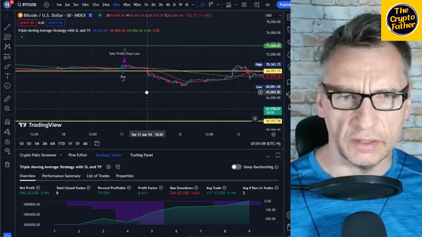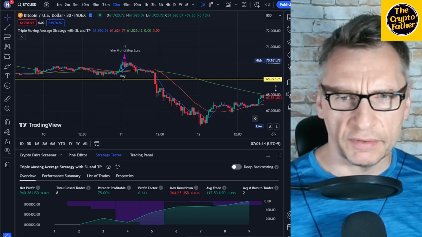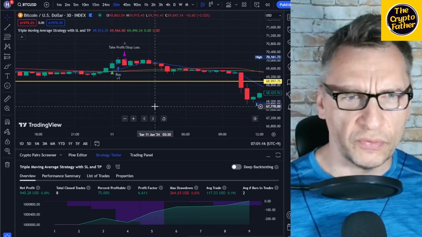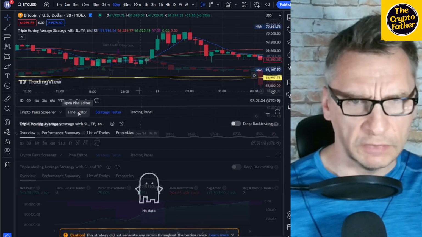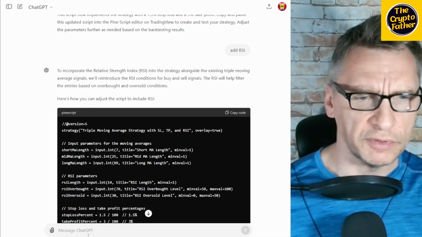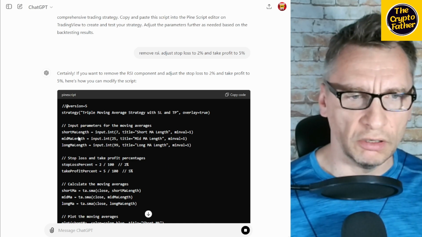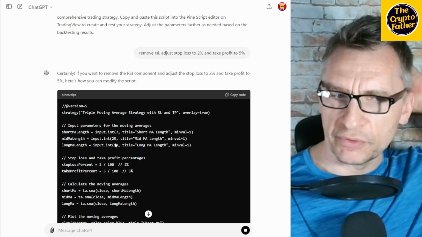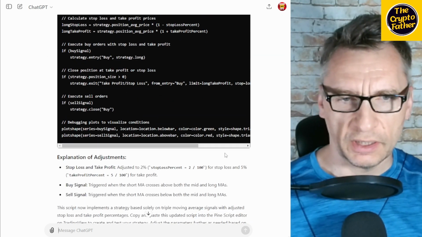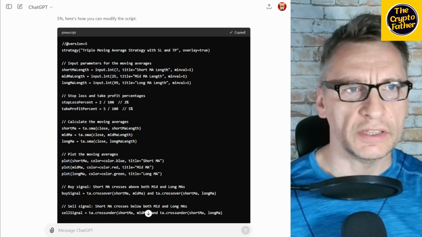I adjusted the take profit to 3% rather than having it set to 4.5%. Yeah, this strategy doesn't. So anytime I throw in the RSI, it causes problems. So let's not. So this is a strategy that runs only on 3 moving averages, literally. For some reason, adding the RSI doesn't work.